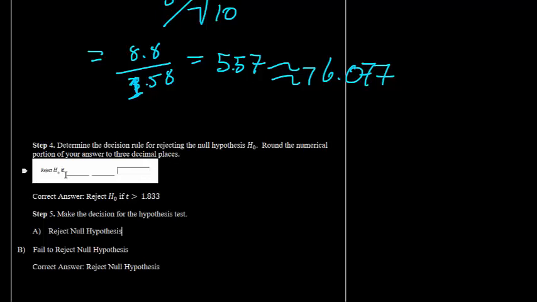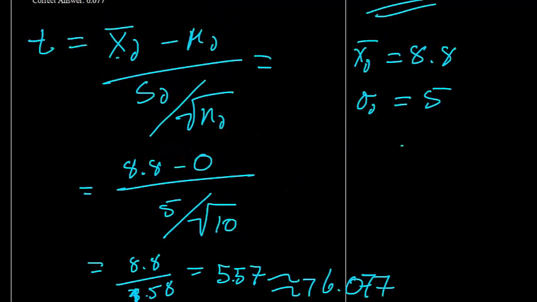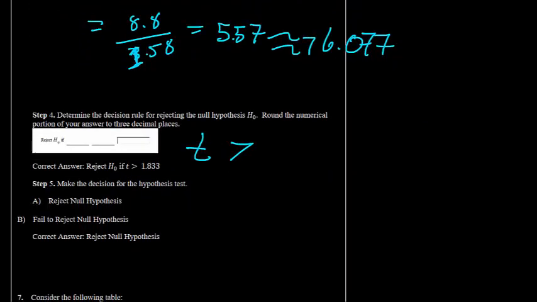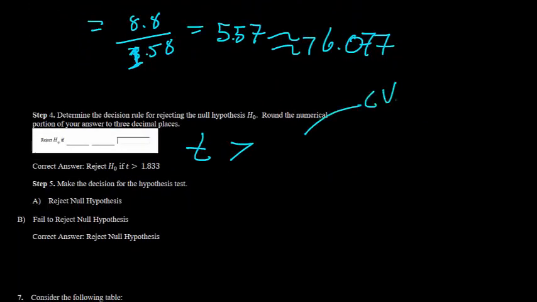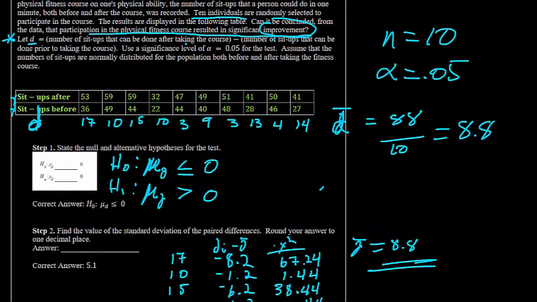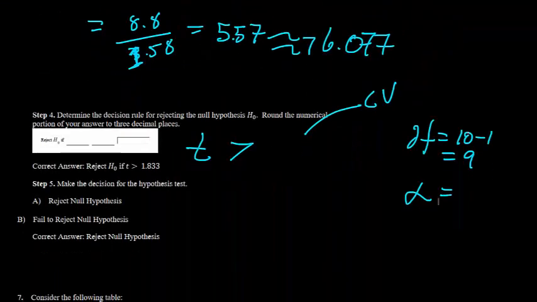Reject H sub 0 if, what's our stat? Our stat is T, and we want to know if it's bigger than our critical value. We haven't yet calculated a critical value, have we? No, we have not. So what's our decision rule? Think critical value. How do we get a critical value for this? Well, we need degrees of freedom. That's equal to 10 minus 1, so that's going to be 9. And what did they say our alpha was going to be? Our alpha was going to be 0.05. It's up there at the top.